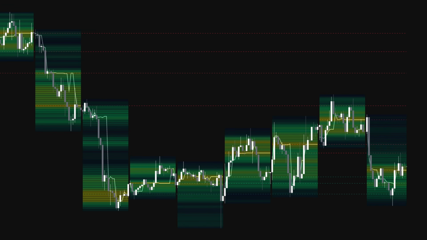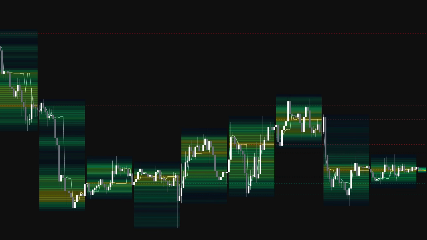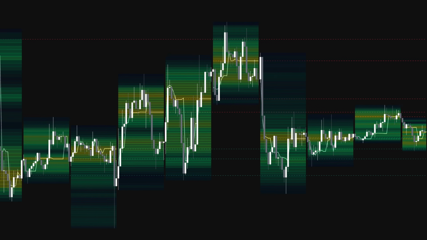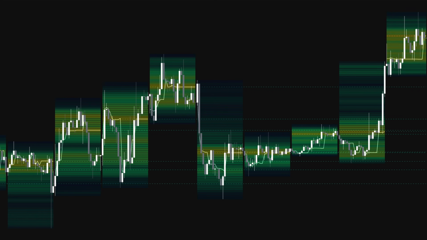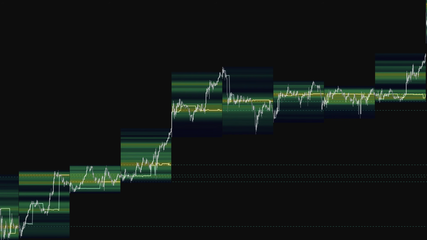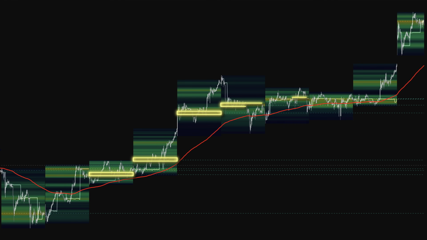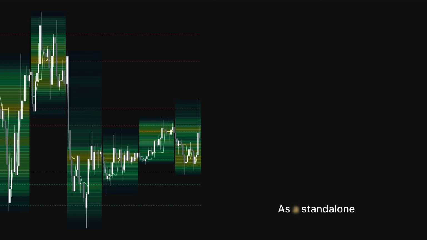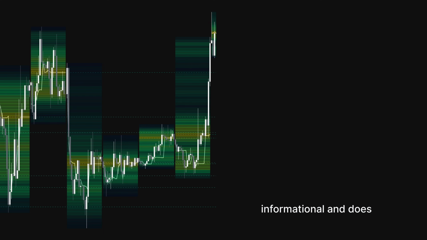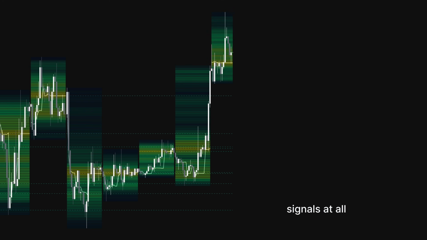That migration view is particularly useful because it shows the audit trail of where the auction was building consensus rather than just the final result. As a confirmation tool overlaid on a trend or structure-based system, it functions as a high-quality context layer that tells you which prior session levels are likely to act as magnets or barriers. As a standalone system, it is purely informational and does not generate entry signals at all.